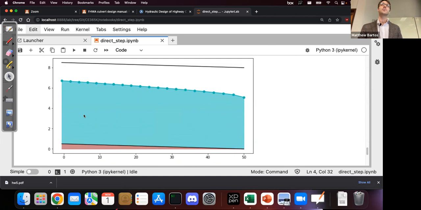Any questions? Again, this is called the direct step method. It is very similar to what HEC-RAS performs when it solves this same procedure for an entire channel network. The procedure used by HEC-RAS is slightly different, called the standard step method, but it's very similar. Conceptually, it's just applying the energy equation across a set of discretized chunks. Okay.